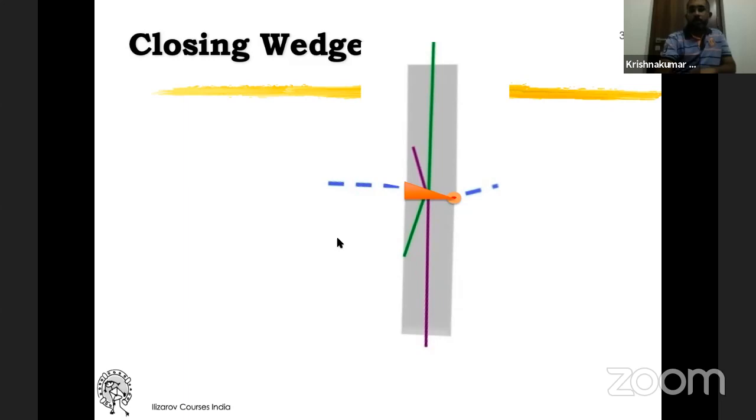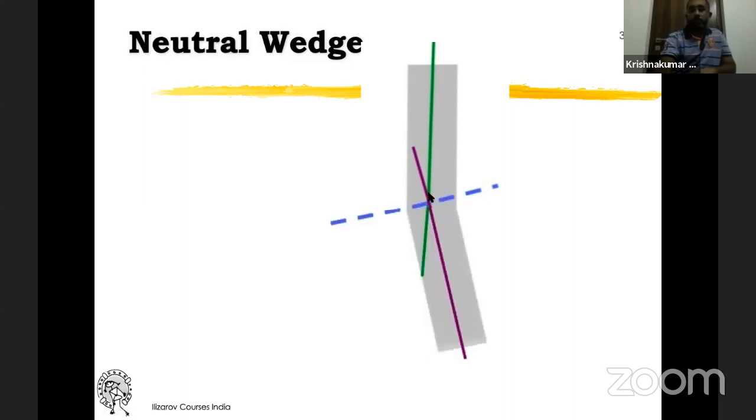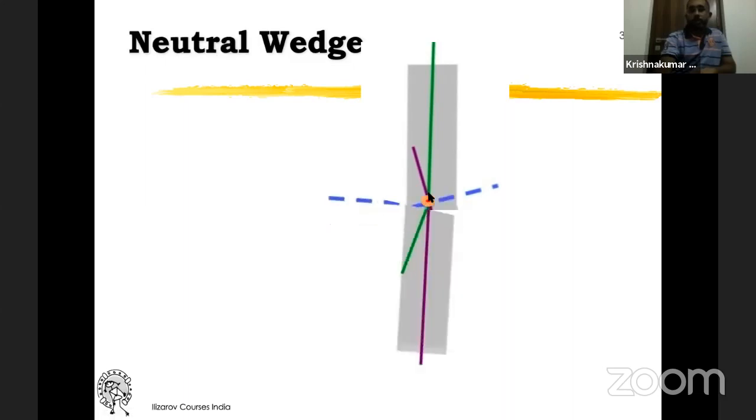So that is the wedge of bone that you are going to remove when you are doing a closing wedge osteotomy. The third is a neutral wedge, where you remove a wedge of bone from here and place that wedge outside. A neutral wedge is very, very rarely done. Usually what you do is either an opening wedge or a closing wedge osteotomy.